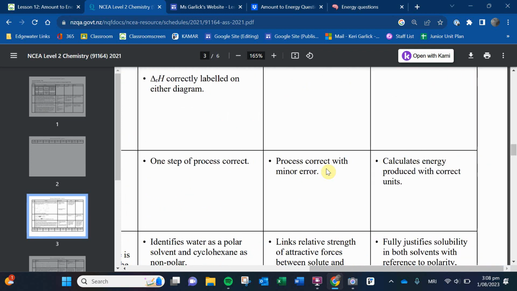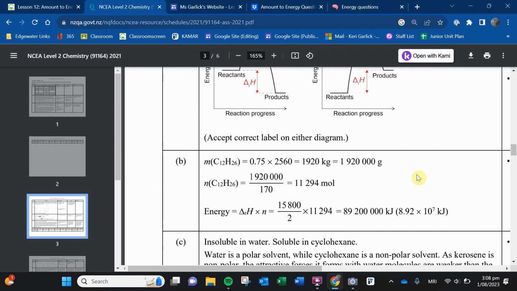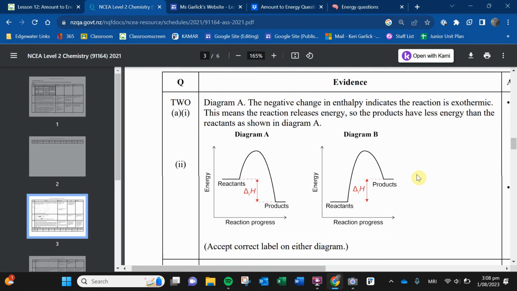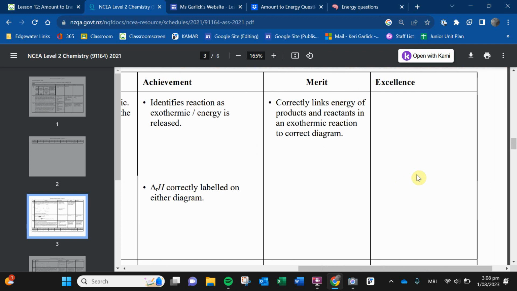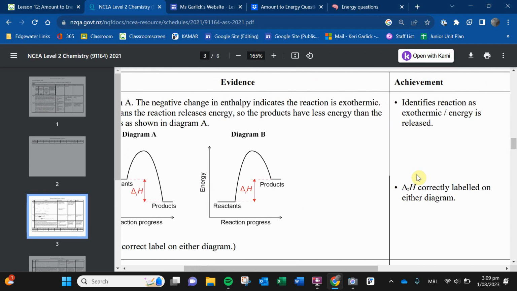Cool. And then the excellence point here was to calculate the energy with correct units. So again, it's usually not a huge step up to the excellence, but I can see in this case, because they've added an extra layer to the question with that reading comprehension, they were using that as a distinguishing point between merit and excellence. Just looking at the one that was above, keep in mind that that student went up to the merit level. It was very similar to what we did as our do now question.